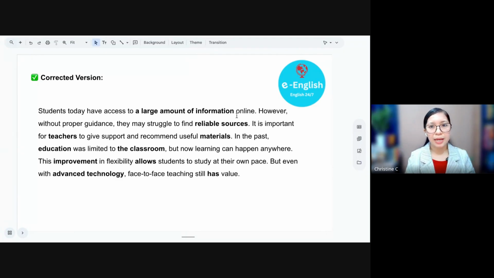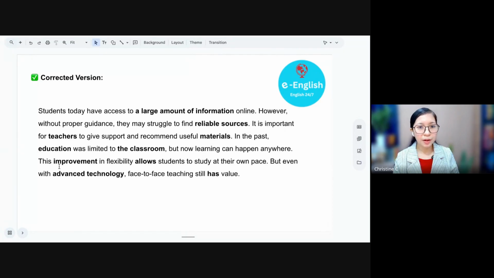We also see a mistake here in reliable resources. So this should be in the plural form. It is important for teachers, plural form, to give support and recommend useful materials. In the past, education, which should be a noun, was limited to the classroom. We have the definite article, right? Was limited to the classroom.